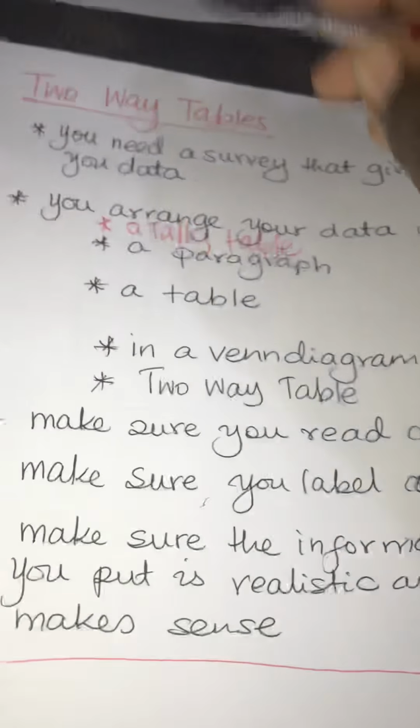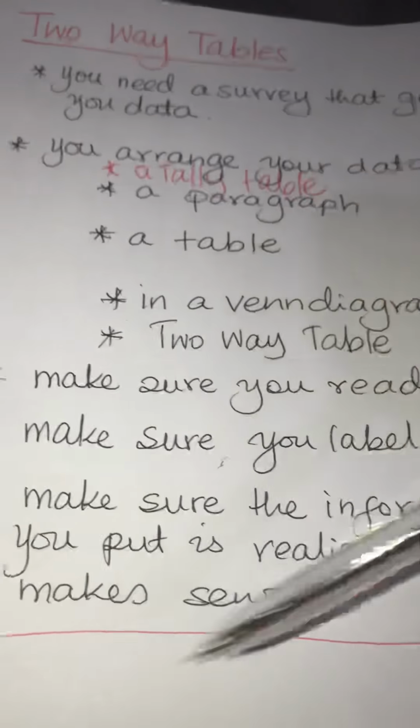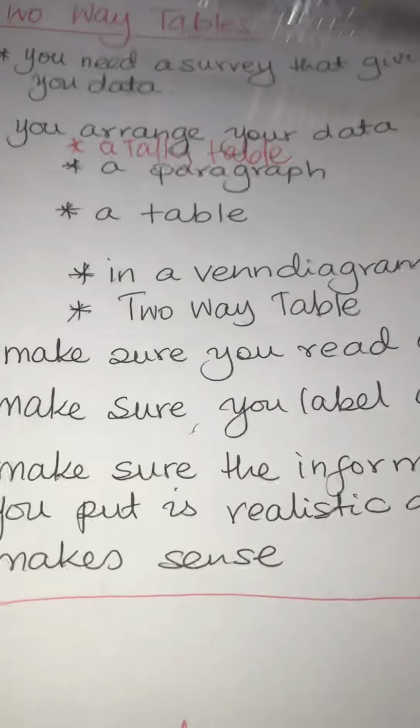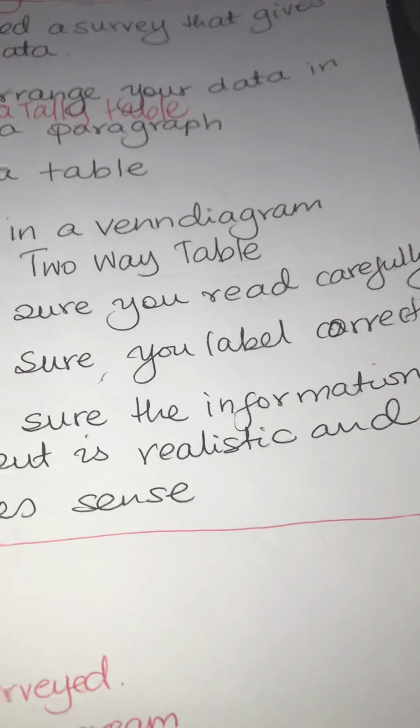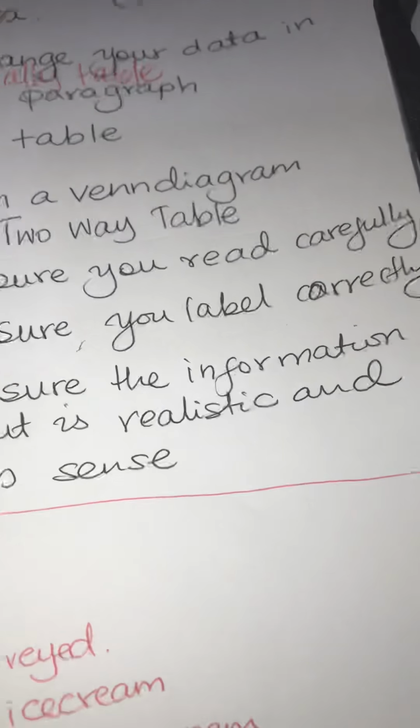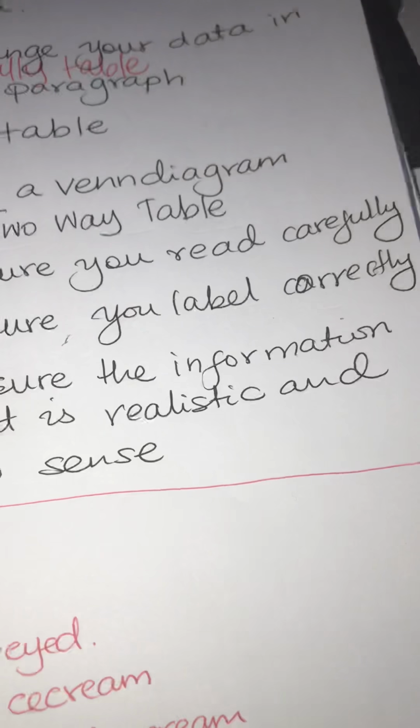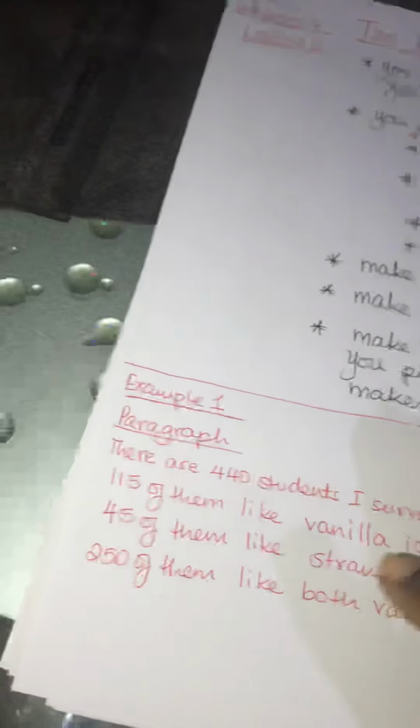Make sure the information that is on your table or on your survey is realistic. Very realistic. That means it is not difficult to understand, or the numbers are not way too big that they don't make sense. Okay? The information you create has to make sense.